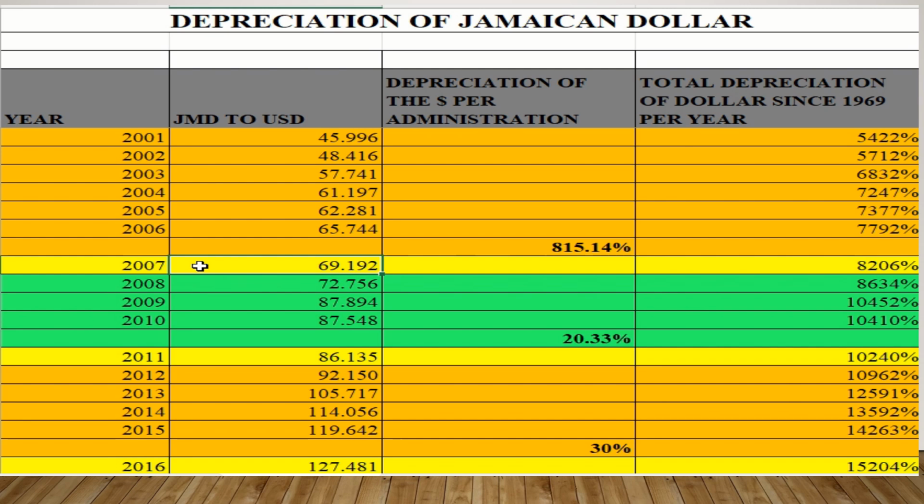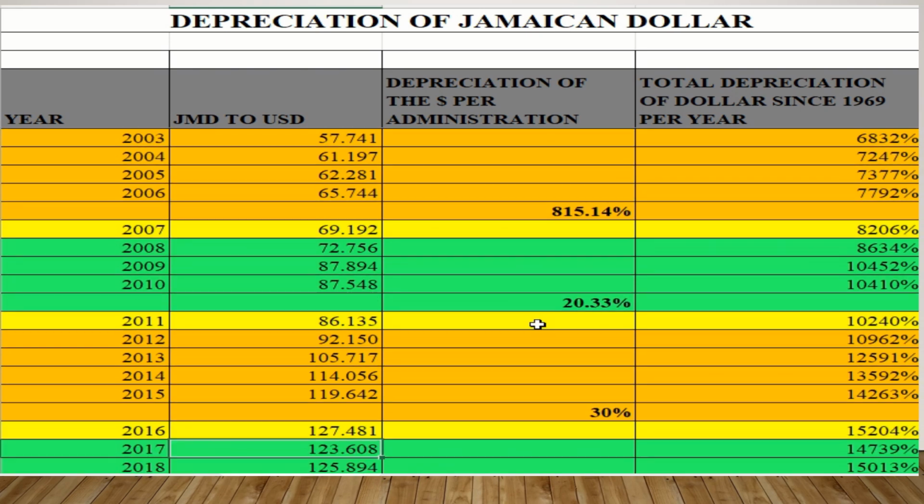So, 2007, election year, the JLP made promises. They're going to stabilize the dollar. Blah, blah, blah. 2008 was their first full year. The dollar was valued at 72.756 in 2008. Close to the end of their administration in 2010, it was valued at 87.548, a depreciation of 20.33%. So much for stabilizing the dollar, Mr. Politician Man.